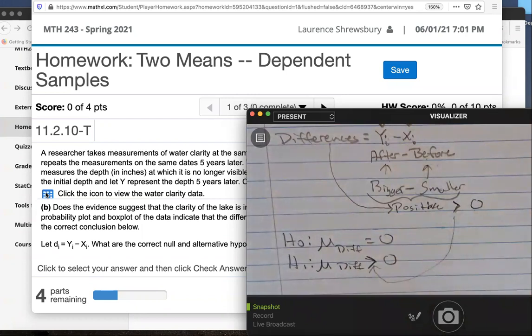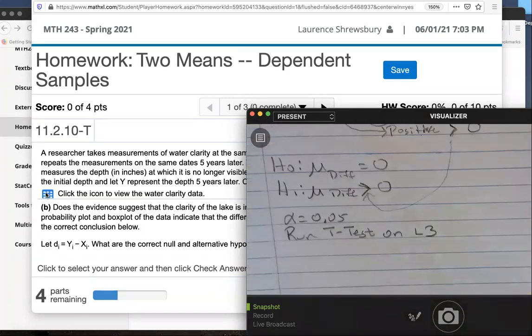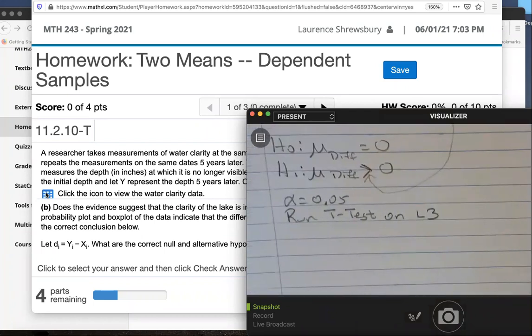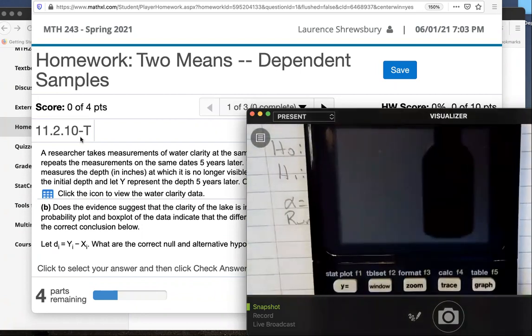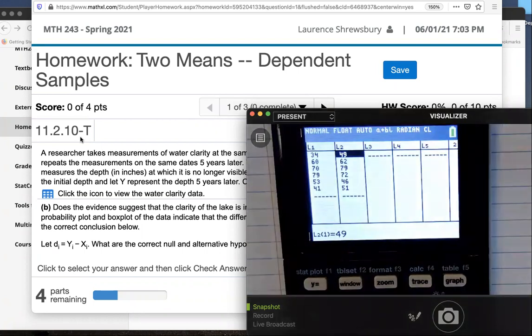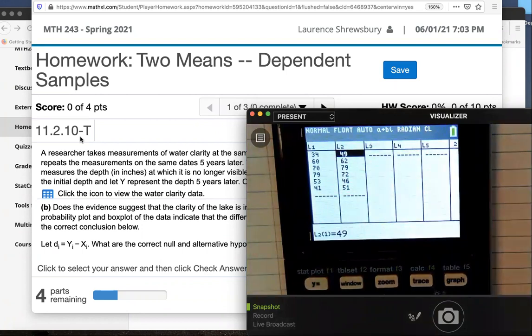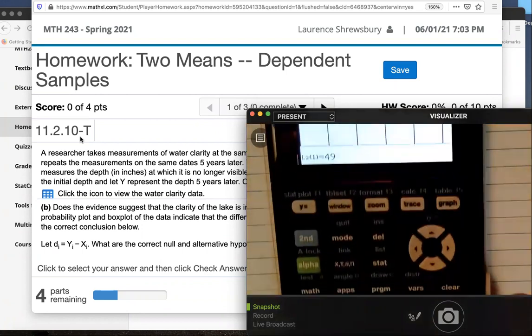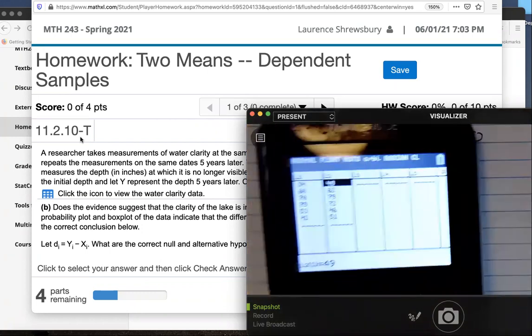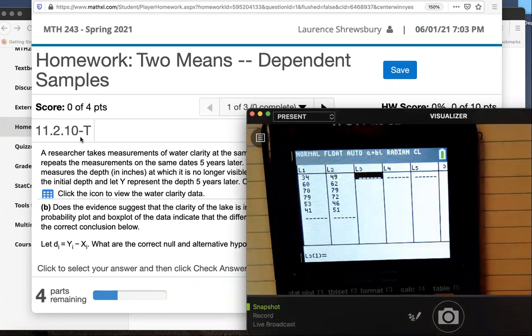Now, let's go over to our calculator, because they want us to use this significance level. We're going to have to run a t-test on the differences between our matched pairs. And we're going to get those into list three. Whoops, I didn't mean to go off the screen there. All right, so let's bring the calculator on over here. There we go. All right, so this is how you do it. So I'm going to be pressing my arrow keys, these are right here. I'm going to press my right arrow to get over there. I have to press the up arrow to get up there to highlight L3.